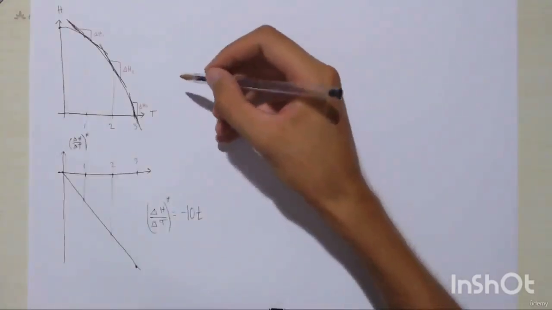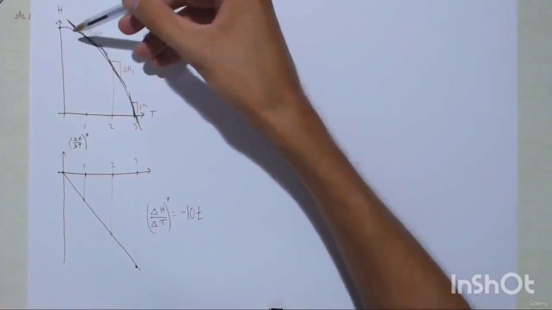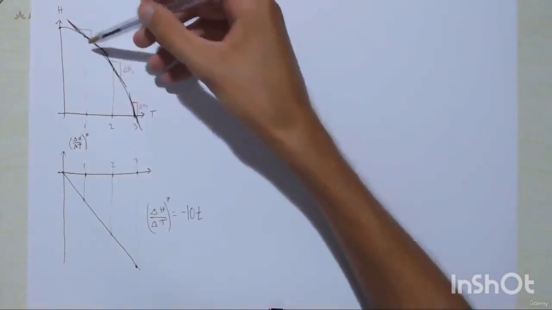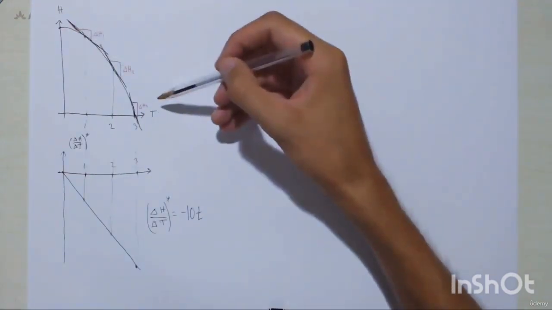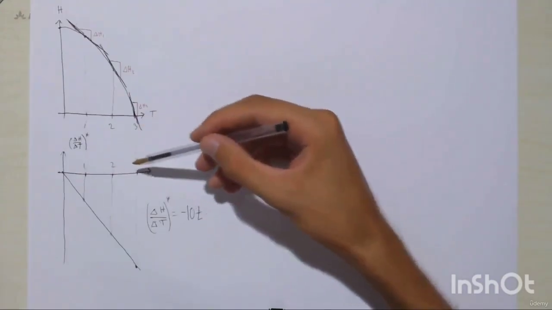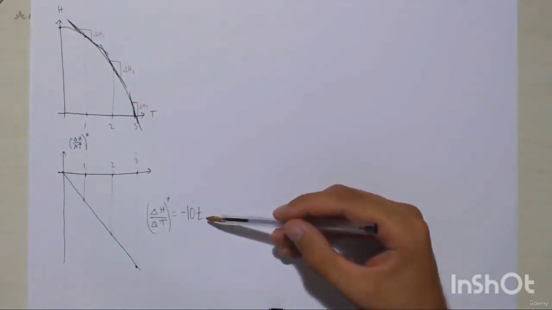A good way to visualize this entire thing is like this. So this is our original graph that represents the original function, height and time. And then this is the derived graph of the derived function, which is minus 10t.